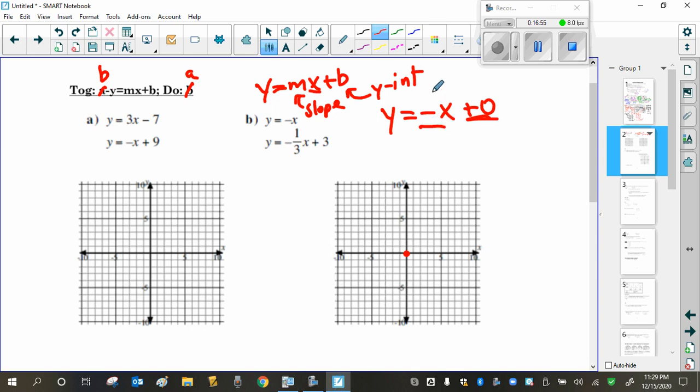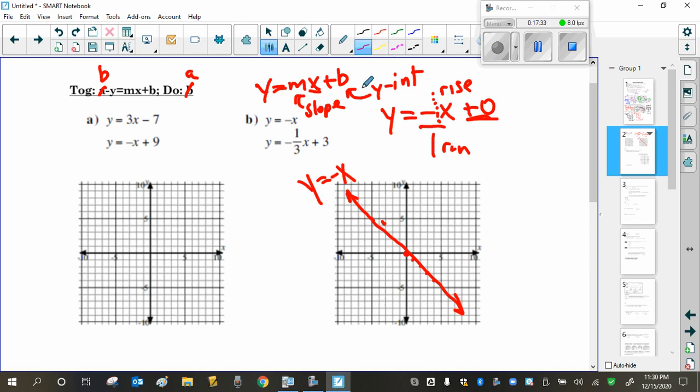Now, what number is in front of x? It's -1. Negative x means -1x, and -1 means -1 over 1. So negative 1 is your rise, and 1 is your run. So 1 down, 1 to the right, 1 down, 1 to the right, 1 down, 1 to the right. And then draw this line, and you might have to extend it. You might not. Depends on where the other line is. So y equals -x.